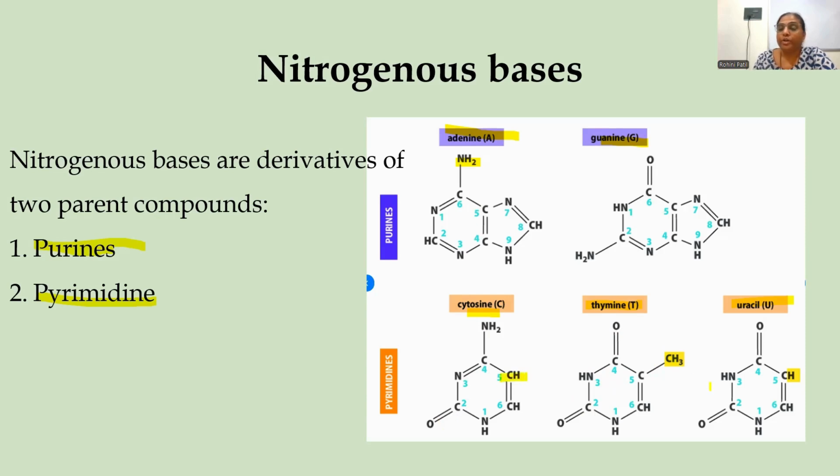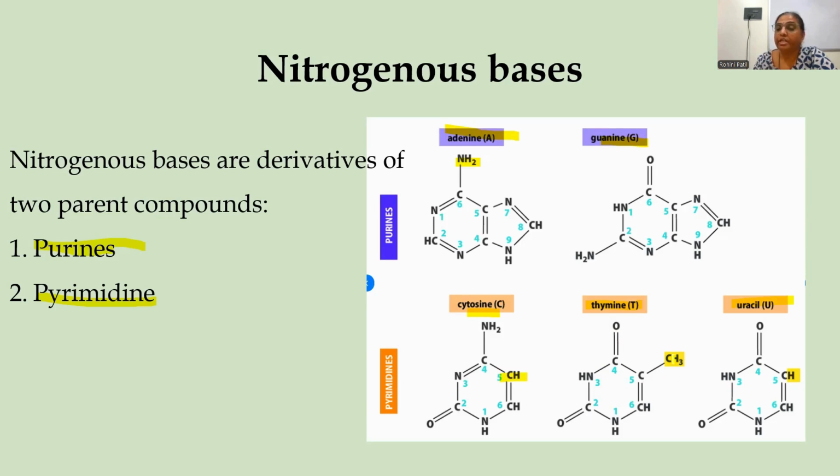Now, when you look at the structure of uracil, at the second position there is a C double bond O, which is similar to all types of pyrimidines. At the fourth position there is a C double bond O, like thymine. But what is the difference? At the fifth position, there is a CH. Now, when you look at the structures of thymine and uracil, what difference do you find? The difference is what?